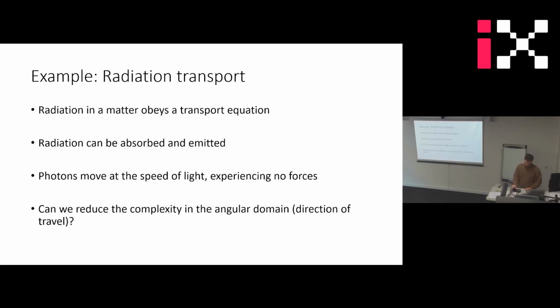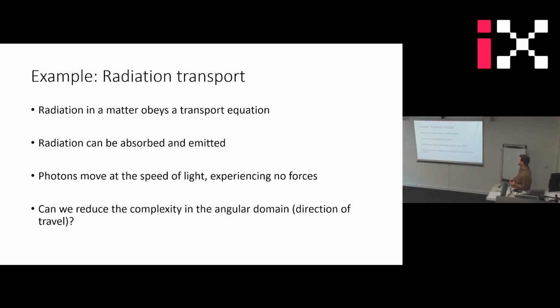Okay, so for my example, I'm going to talk about radiation transport. Radiation, by which I mean photons, moving through matter obeys a transport equation. It can be absorbed and emitted. Photons move at the speed of light, and don't experience forces. So all these things are the physical laws we're going to want to encode.